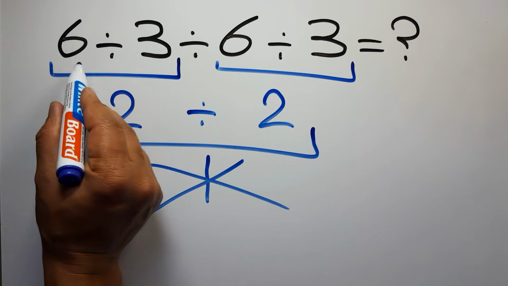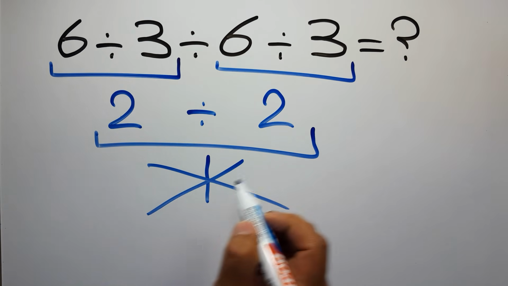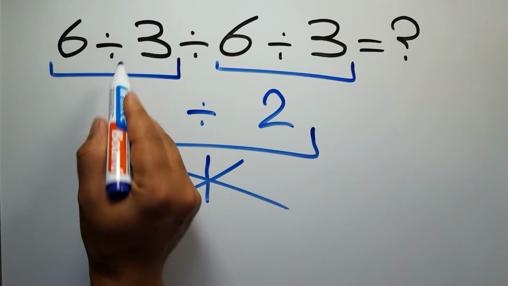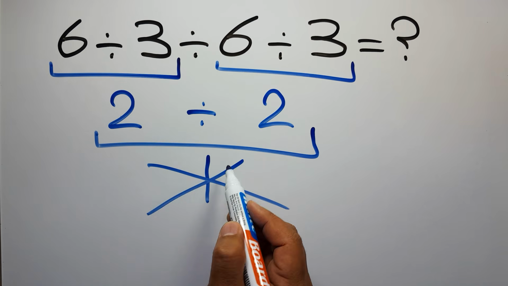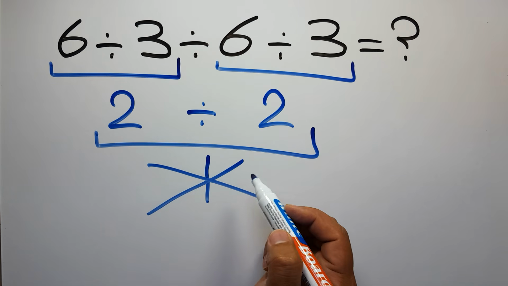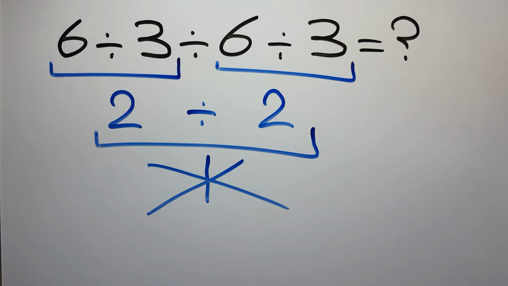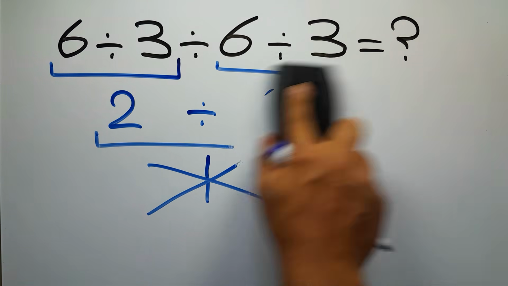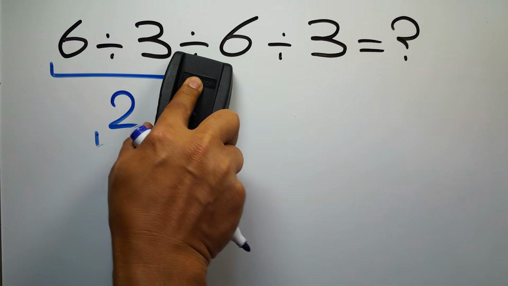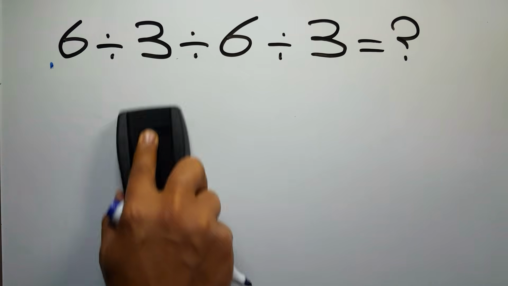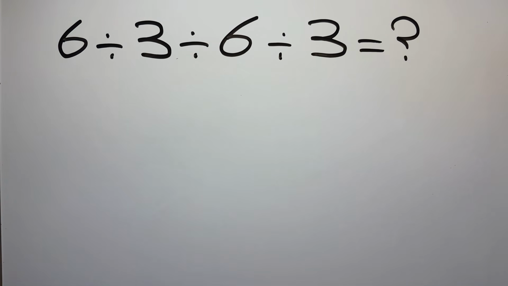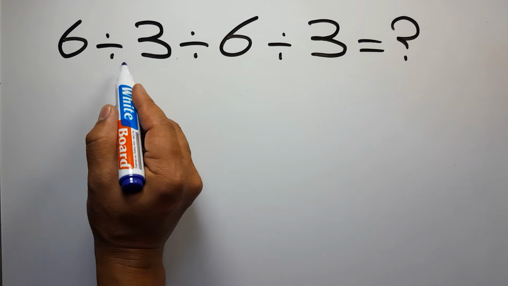in an expression, we have to work from left to right. So here first we have to do this division, then this division, and finally this division. If we do this division before this division, it is wrong. So first we have to do this division.